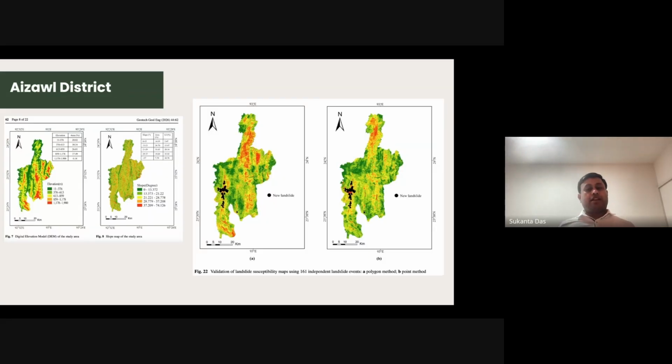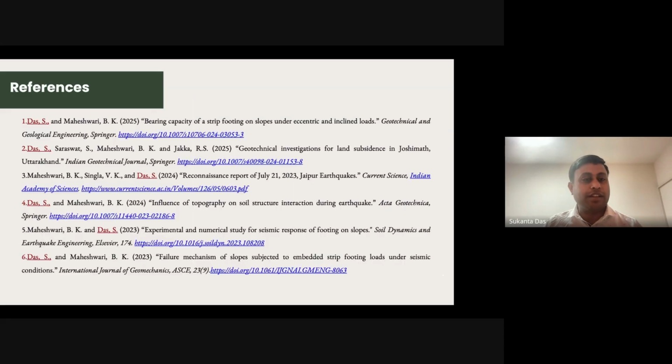Apart from that, I'm currently doing some hazard and landslide susceptibility work in Aizawl district. Hopefully, we are doing some case studies. You can see some of the recent publications, and I will encourage some of the young minds to join this kind of research and know what is going on in the real world of research if you are interested. Most of the references are taken from my publications.